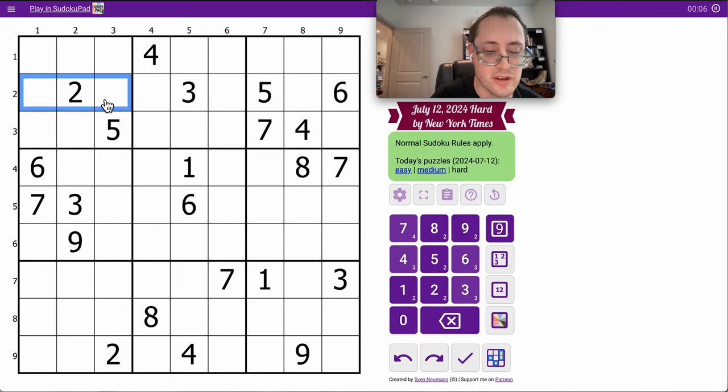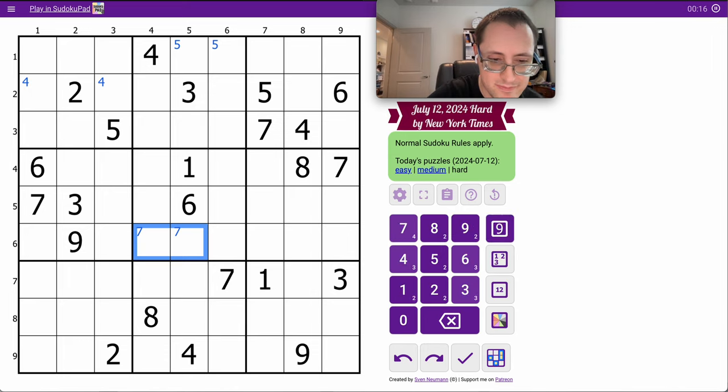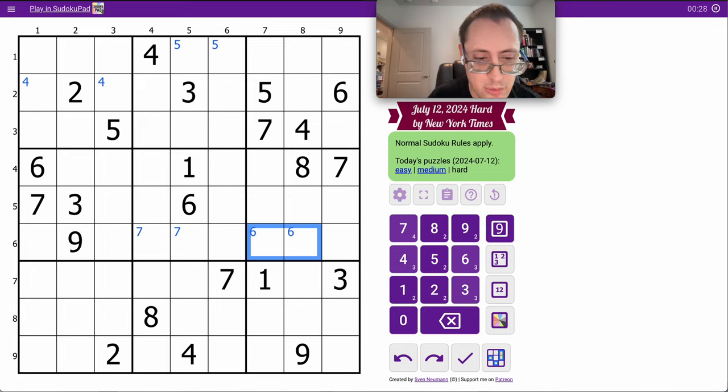I have fours in rows 1 and 3, and I can place a 5 in row 1. In the middle, I think I get a 7, and I'll get a 6, both in row 6, but in different regions. That looks like it. On the bottom three rows, I have no repeat digits. If I look by columns, I'll get a 2.